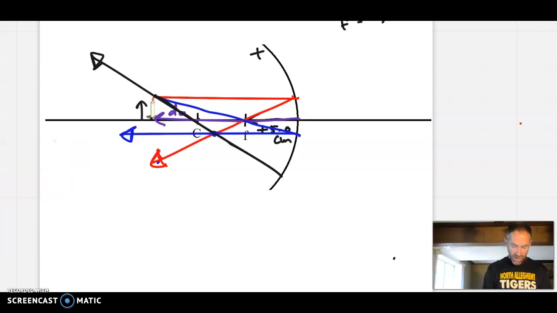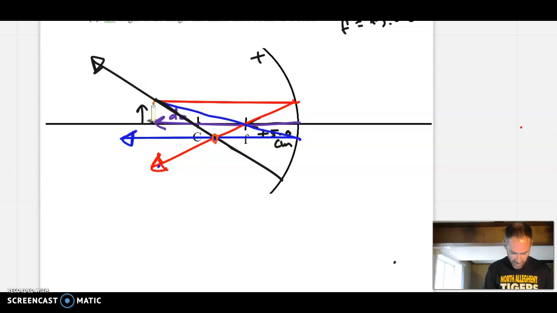Just like always, where they either seem to be crossing or where this time they really are crossing, that's going to be the image of that candle flame. So there's that candle flame right there. And now the base of the candle is going to be on the principal axis. And so I'm going to draw that candle there like so. Now notice something.